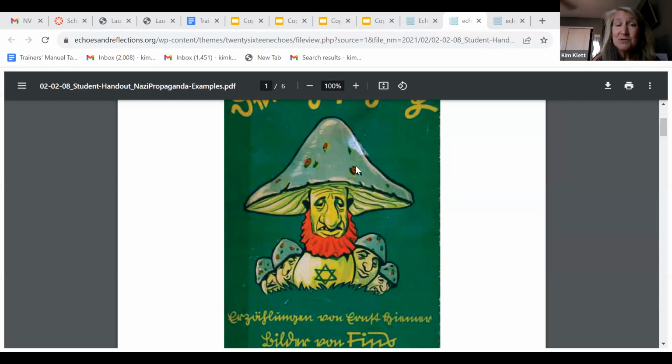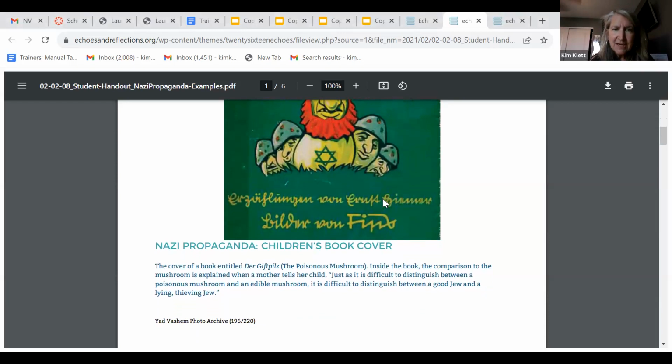Yeah, Janie, thank you. Yeah, the mushroom is the hat, right? Associated with Jewish people often. This came out in 1938. It was very popular. It was actually a popular Christmas gift for children. And it's a book that includes stories. So the story in it, each of these has a little caption.